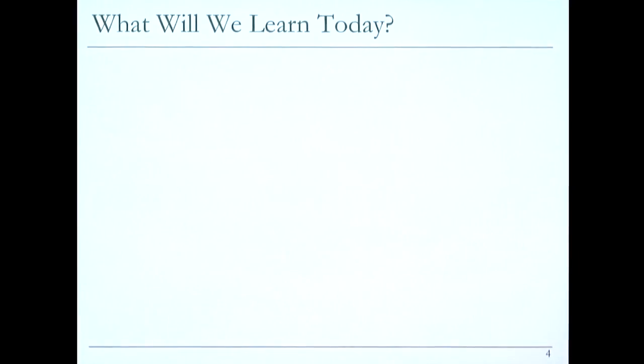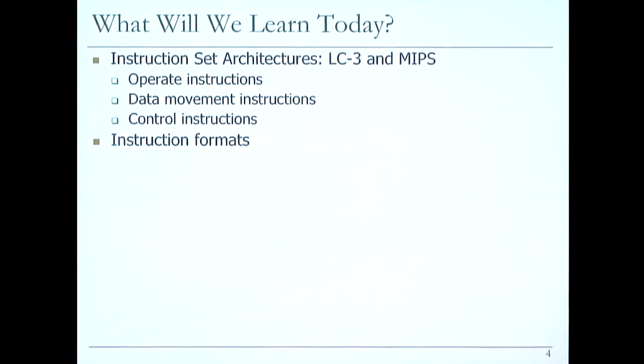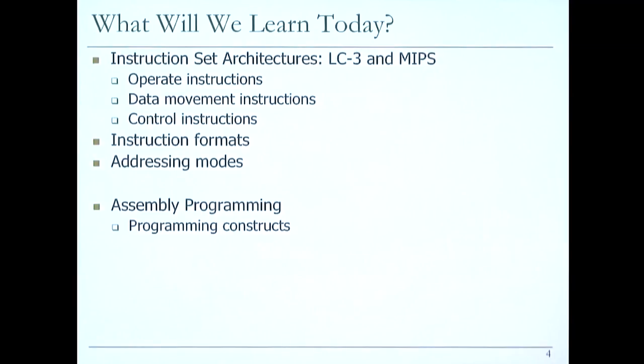So what we will learn today. We continue with the ISA in LC3 and MIPS, operate instructions. That's the first thing we are going to talk about, where we continue from the point where we stopped yesterday: data movement instructions, control instructions, and then also for each of these types of instructions, the instruction format and the addressing mode.